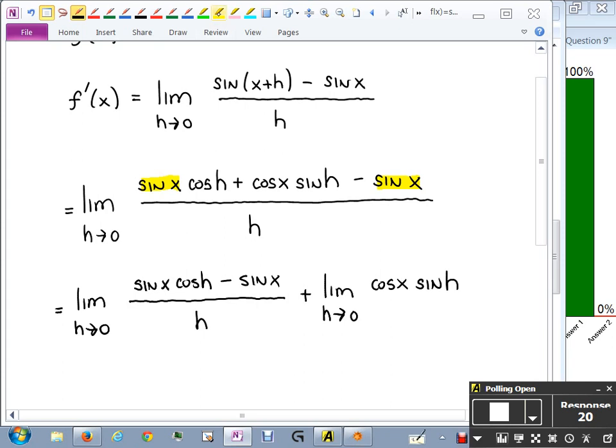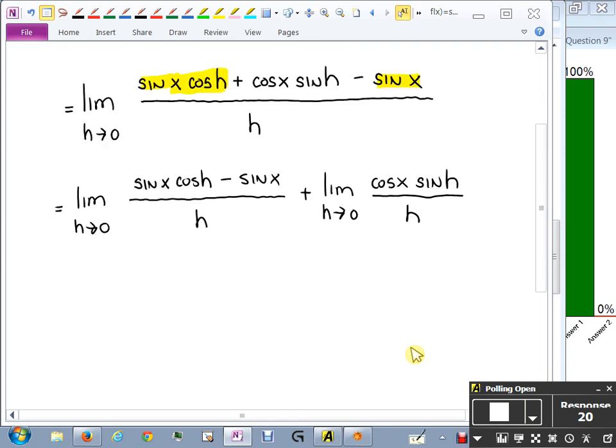So here's what I've done. I've taken the terms that I have in yellow here, right? I put them next to each other. I did sine x cosine h minus sine x right there. Then this cosine x sine h was separate, right? So I broke it into two separate fractions, which creates two separate limits. Oh, I forgot the h over here, over h. Do y'all see that? Yes or no? Yes? Okay. On the first one, there's a sine x, right? On both? I'm going to factor it out.